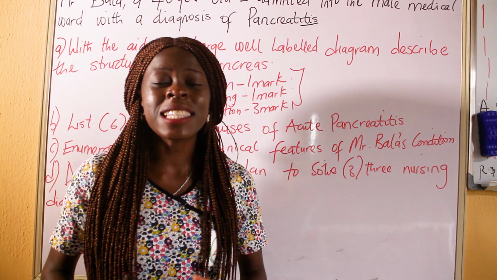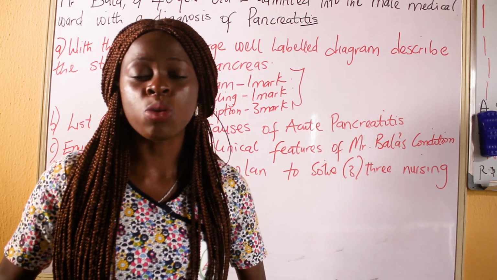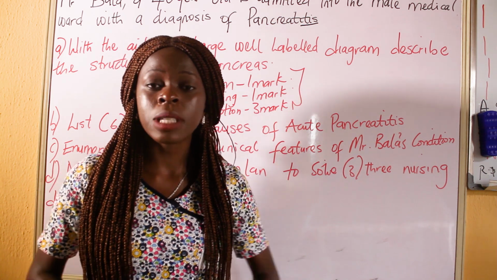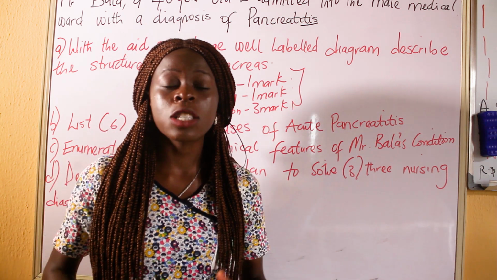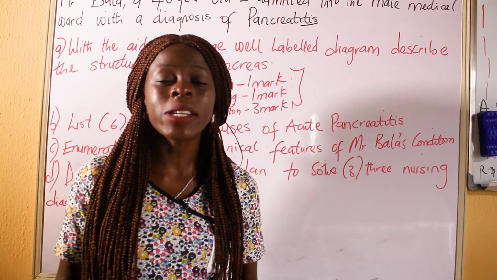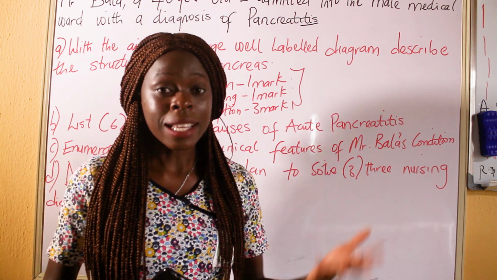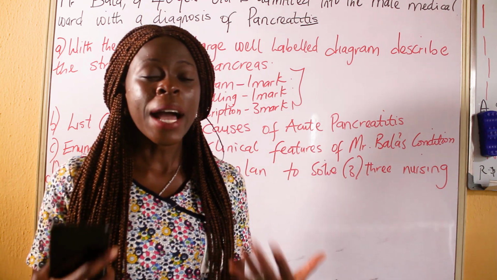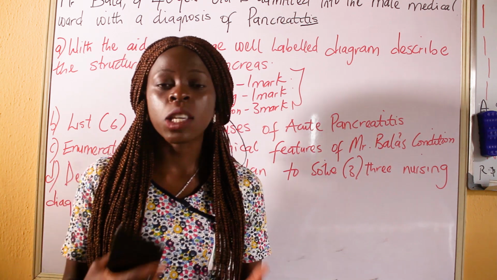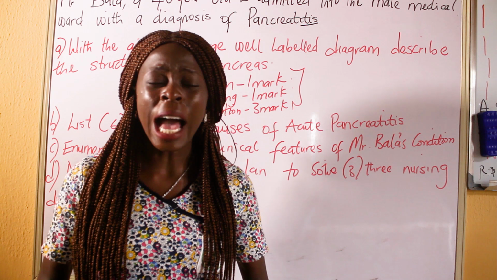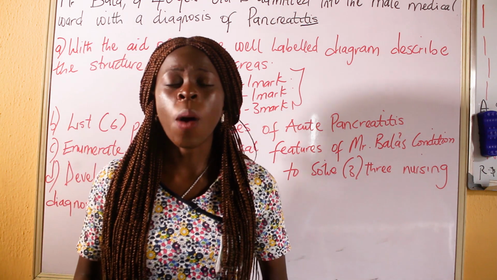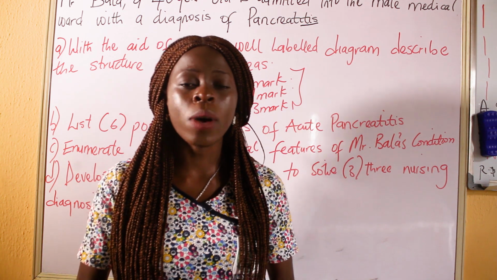The fact is, with anything inflammation, I always tell my students, there are basically three signs and symptoms associated with it. The first is usually hyperthermia. The second is usually acute pain. And the third I usually write is anxiety. But looking at this, pancreatitis is from the digestive system. So you are going to be having acute pain, hyperthermia, and imbalanced nutrition, less than body requirements. But let's go into the question proper.